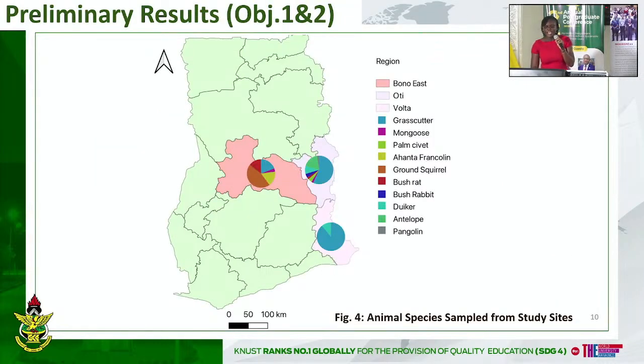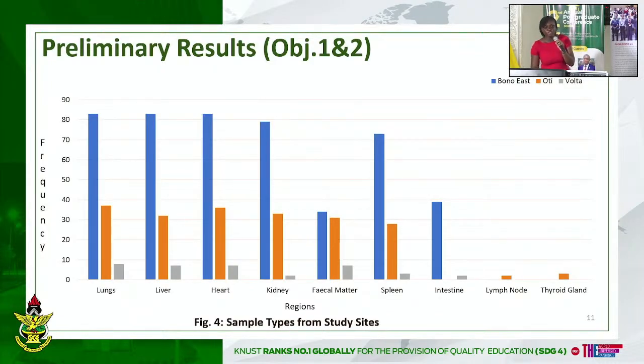Figure 4 depicts the overview of samples I have taken so far and from the regions I have sampled from. So far I've sampled from Oti, Bono East, and Volta regions, with Bono East having the highest number of bushmeat sampled, followed by Oti and Volta. But Oti has the highest diversity compared to the other regions. The highest number of species sampled is the grass cutter, followed by the ground squirrel, with pangolin being the least. This gives an overview of the samples I have taken so far.